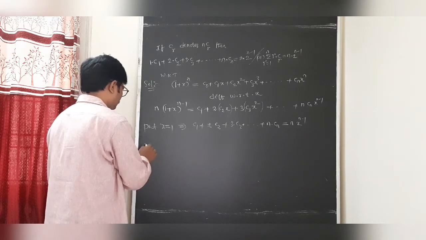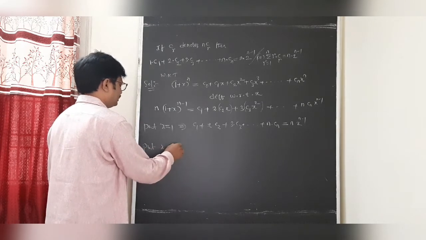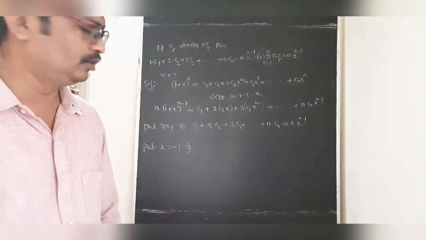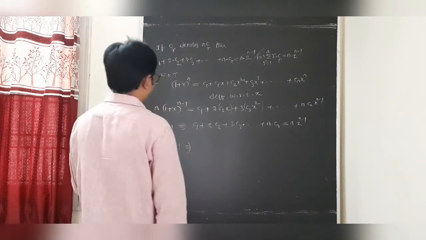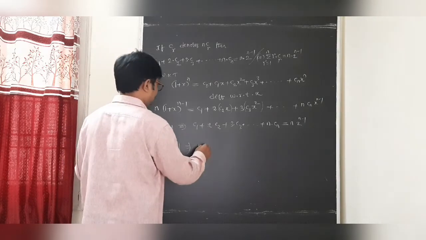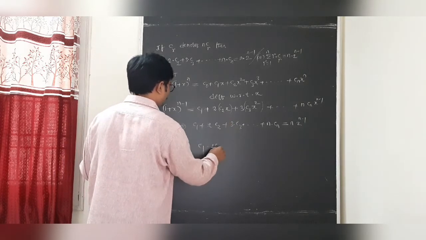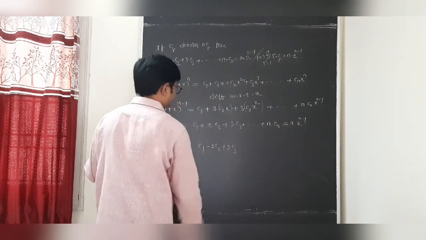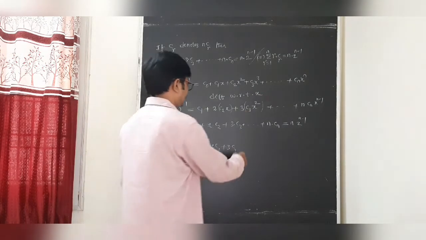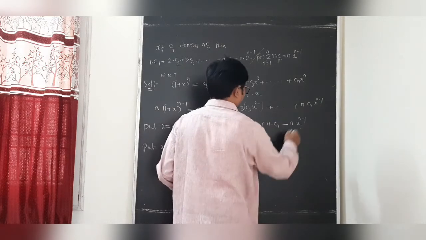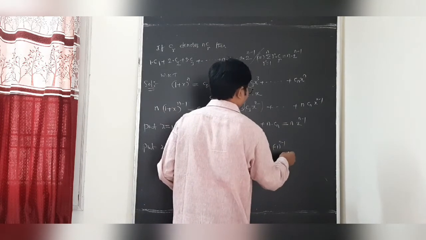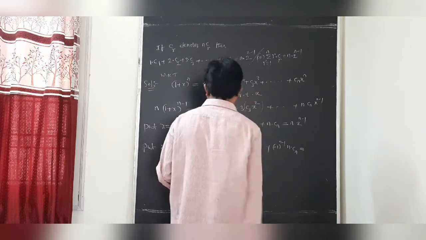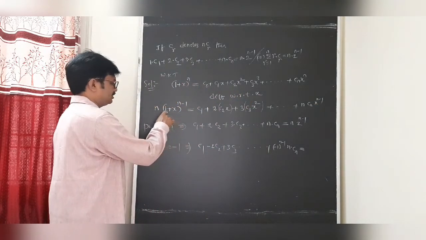Now students, suppose we put x equal to minus 1. When we are taking x equal to minus 1, undoubtedly students, what we got? C1 minus 2C2, after then plus 3C3. Is it clear students? And so on. How can you write? Minus 1 whole power n minus 1, minus 1 whole power n minus 1 nCn. Then it will be students plus 1 minus 1, 0.